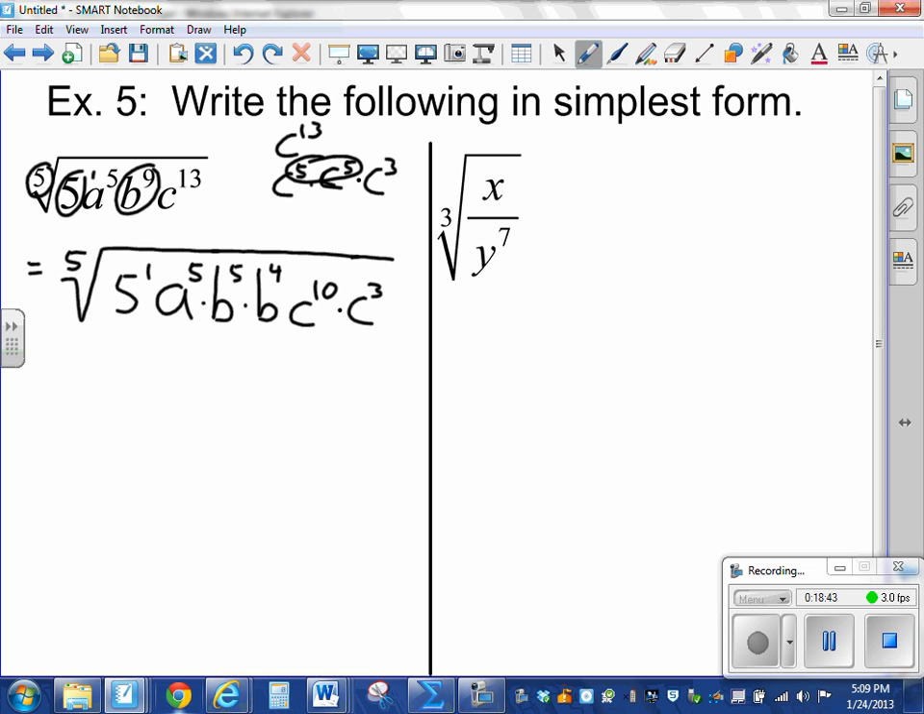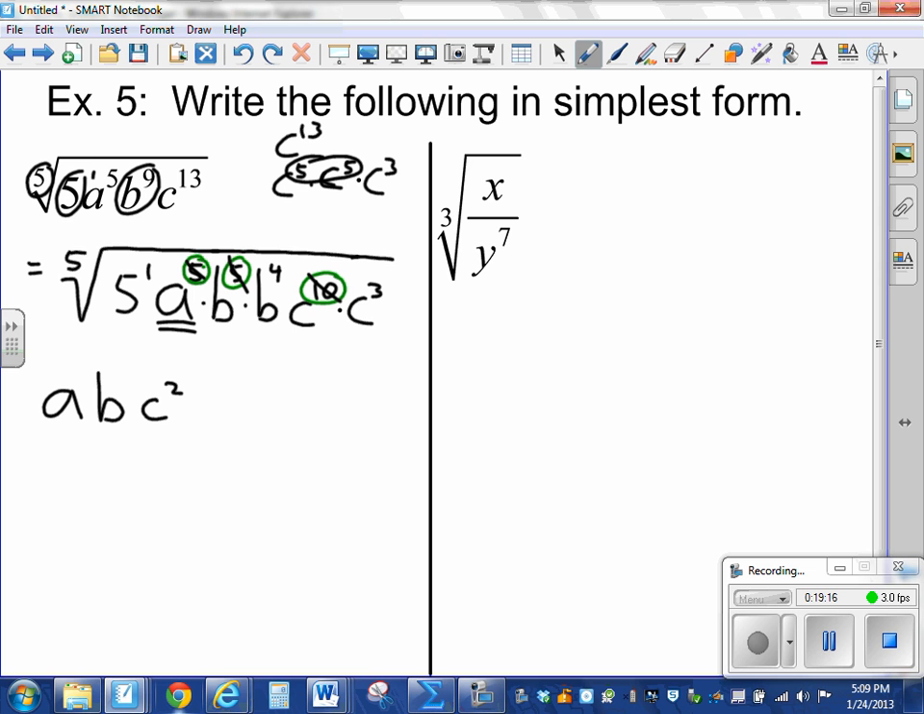Okay, so now let's look at our perfect 5th powers, which is this, this, and this. Those are our perfect 5th powers. Basically, multiples of 5 is a perfect 5th power. So this a is a perfect 5th power, so that's going to come out. So the a comes out. This b is a perfect 5th power, so I'm going to take that out. So that b is going to come out. Now this 10 has 2 pairs of 5s in it, so that's going to come out as a c squared since it has 2 pairs of 5s. 5 times 2 is 10.